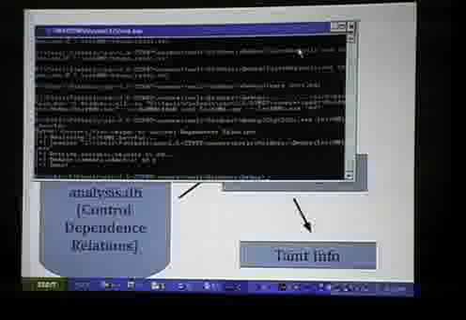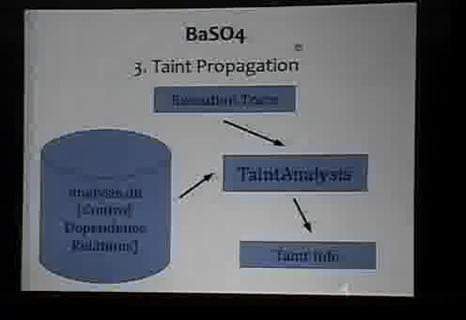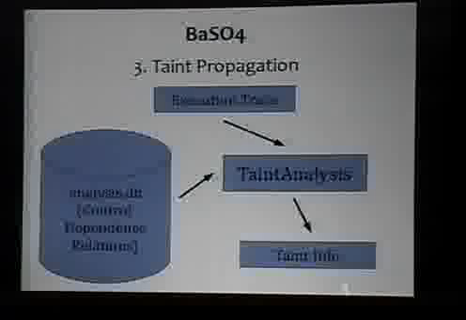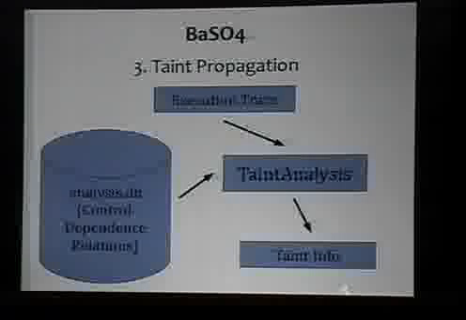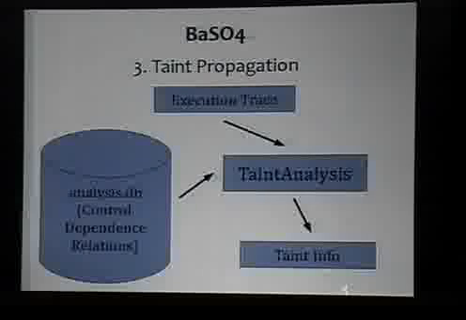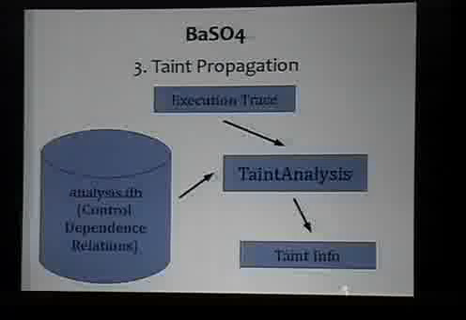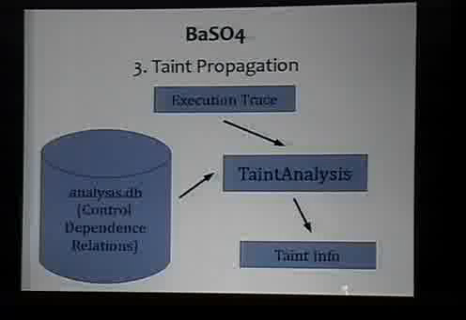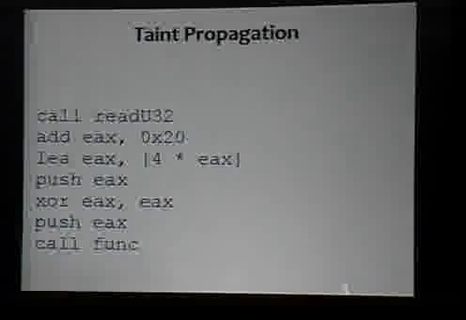Okay. Oh yeah, it's already in the database. So we have that done. Now the taint propagation that I keep talking about takes the execution trace and the control dependence relations that we saw, walks over the entire trace, calculates the flow of the data, and writes out this taint info.